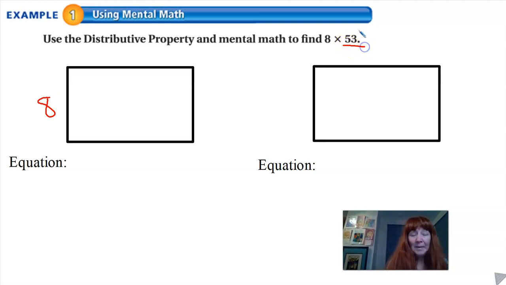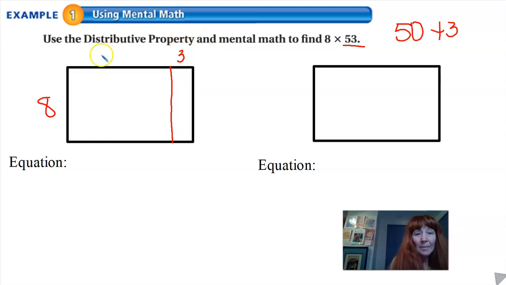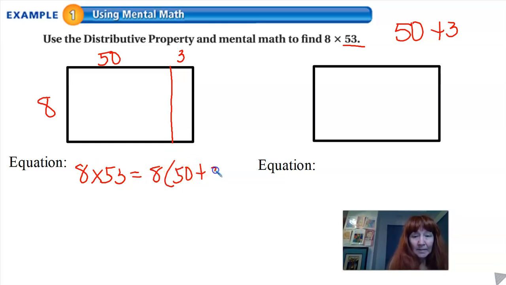And then I'm going to break up this length into two numbers that make sense. And so, of course, what makes sense to me, hopefully to you too, is that I would break it up into 50 plus 3, the 10s and the 1s. So again, it's not to scale, but let's say I make this be the distance of 3, and at the top I make this be 50. This is like the area model of multiplying. And so what I'm going to do is write an equation that says 8 times 53 is equal to 8 times 50 plus 3. So I broke up the length into 50 plus 3.